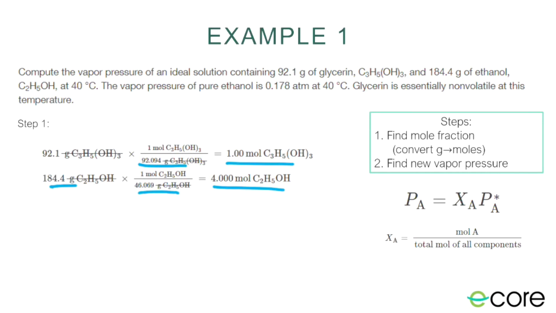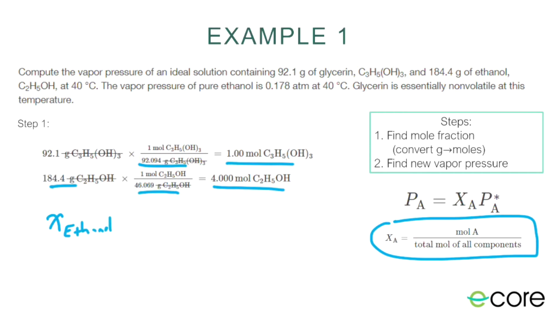Okay, now if we want to calculate our new partial pressure, what we have to do is calculate our mole fraction. And that's this expression right here. We did go over mole fraction briefly in our other concentrations lessons. So here, the way we're going to calculate it, our mole fraction for ethanol. Remember, we're looking at the solvent when we calculate the mole fraction. So when I think about what goes up top, it's going to be moles of solvent. Here, my ethanol is my solvent.